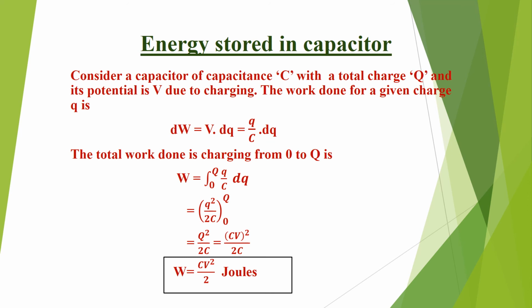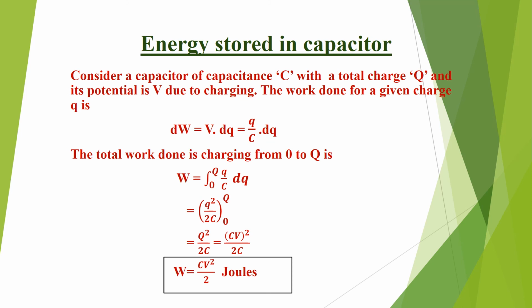Next one is energy stored in a capacitor. Consider a capacitor of capacitance C with a total charge Q and potential V due to charging. The work done for a given charge Q is given as dW equal to V into dQ. Actually, V equal to W by Q, so we can write dW equal to V into dQ. The value of V is Q by C, so dW equals Q by C into dQ.